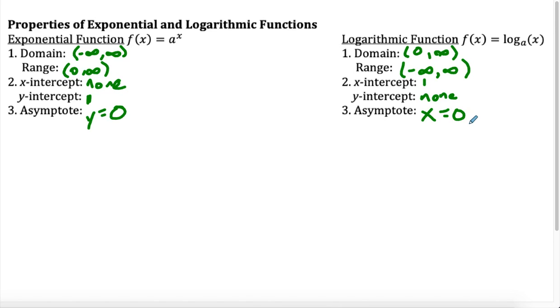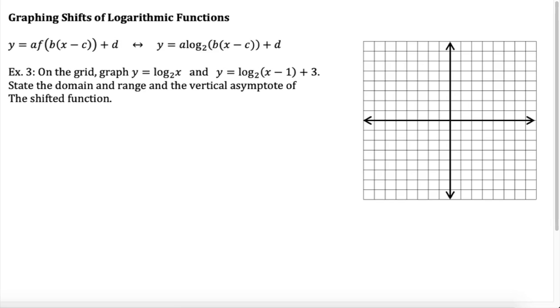Okay, so now let's talk about shifting logarithmic functions a little bit, right? Just like we mentioned with shifting exponentials, we talked about shifts a lot in a couple of chapters ago. So here, if we have an a value, a number out in front of the log, that is a vertical stretch or compression. A b value is a horizontal stretch or compression. C would be a shift left or right, and D is a shift up or down.